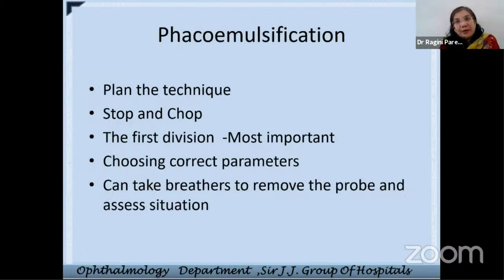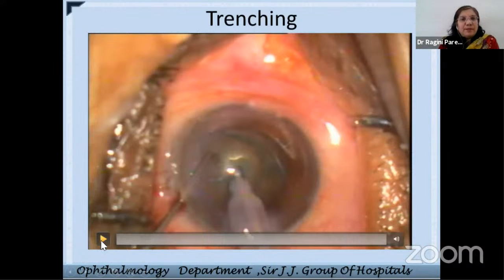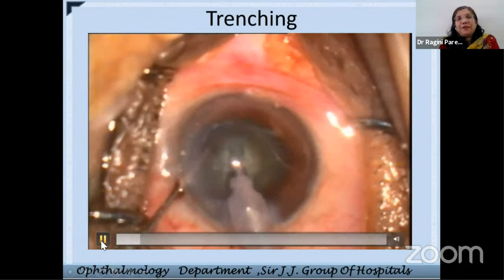It is important to plan which technique you're going to do in phacoemulsification. Stop and chop is the most commonly used. The first division is extremely important. Choosing correct parameters is extremely important, as soft nuclei and hard nuclei need different parameters, so that you don't mechanically push the nucleus and you are actually using the ultrasonic energy. And in case there is a problem, there's no crime to come out, assess the situation, put visco, and then go back in again. Trenching is very, very important because this is the trench which creates the first division.